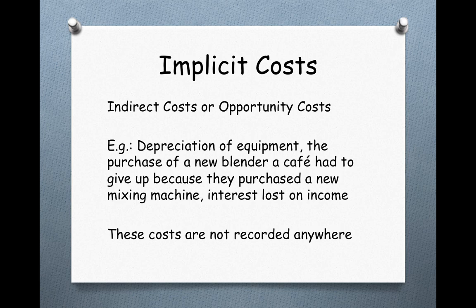The interest lost on income. Let's say there was a certain amount of money that we had saved in an account, in a fixed deposit, and we were gaining an interest payment because of the fixed deposit. But if we withdraw this fixed deposit money and use it to purchase a capital or spend it on our business, the interest that we could have got from the fixed deposit is not recorded anywhere, and that is an implicit cost.